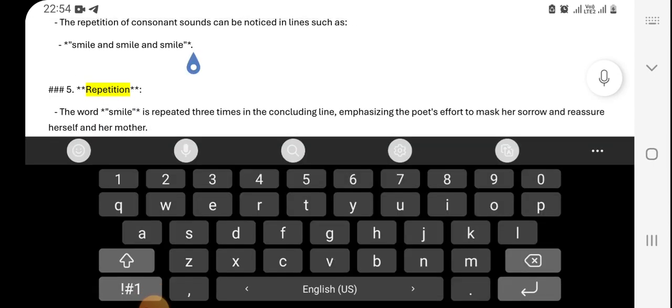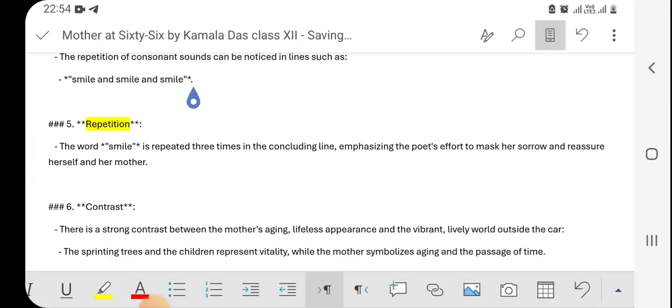So, what is repetition? It is also a poetic device in which a word or a phrase is repeated more than once to emphasize something, to give stress to an idea. In this poem, poet Kamala Das has used smile and smile and smile. So we can see the word smile has been used thrice in this particular line. So here we can say that it is a fine example of repetition.